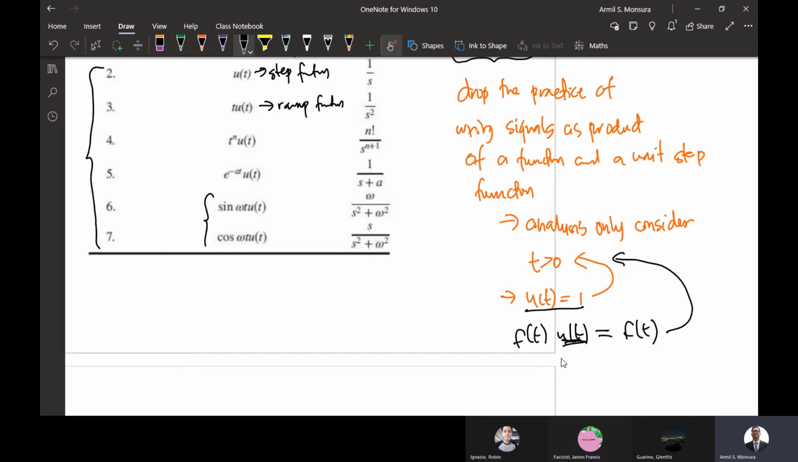Okay? So we simply, ano yun? May narinig ako sa aking teams.